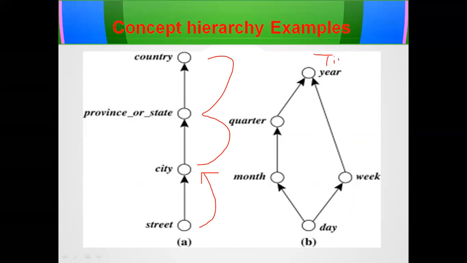This time dimension is shown here with two concept hierarchies. One concept hierarchy is from day to week: day-wise data you can map to weekly data, and weekly data you can map to yearly data. Similarly, another concept hierarchy, if your manager wants to do the analysis monthly: day-wise data can be mapped to monthly data, monthly data you can map to quarterly data, and quarterly data can be mapped to yearly data. So this is another example of the concept hierarchy.